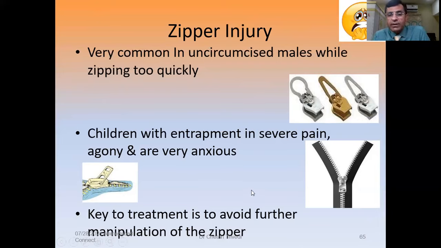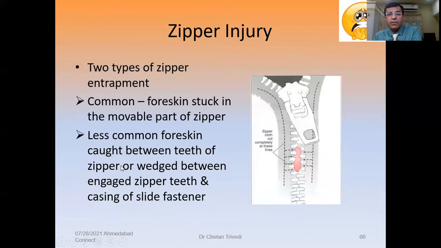And the key to treatment is to ask them to avoid further manipulation of the zipper, because at home if they try to manipulate it, there are chances that the skin will get more stuck in the zipper. Now, these are the teeth of the zipper, and this is the runner. The runner has two plates, attached with the central portion, which is keeping the two blades together.